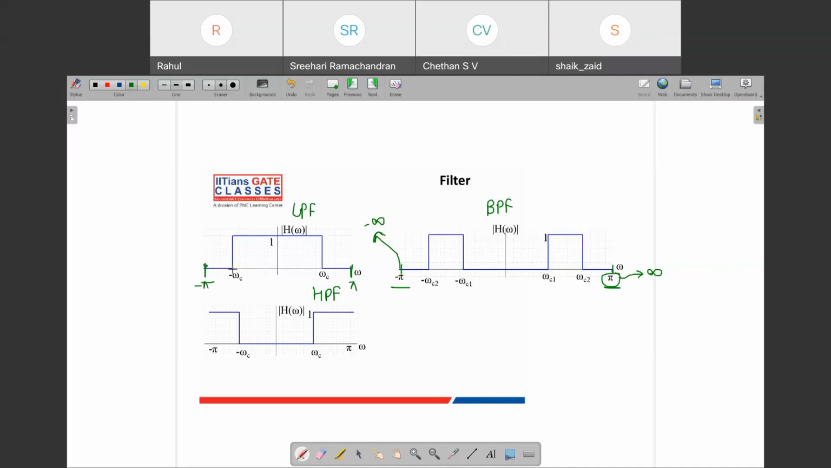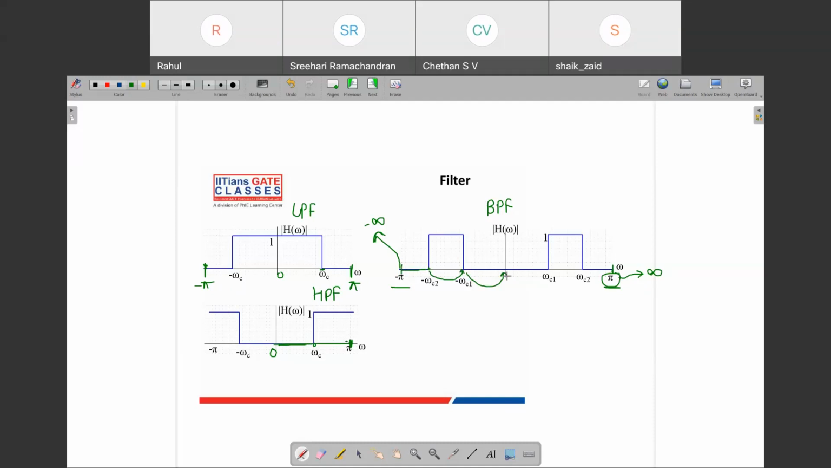It will also have a cutoff frequency omega c, and from 0 to omega c it is going to pass, and from omega c to pi it is going to reject. For the high pass case, from 0 to omega c it is going to reject, and from omega c to pi it is going to pass. So we just consider this till pi. For the band pass filter, from minus pi to this cutoff frequency it is going to reject, then from this point to this point it is going to pass, and again from this point to this point it is going to reject.